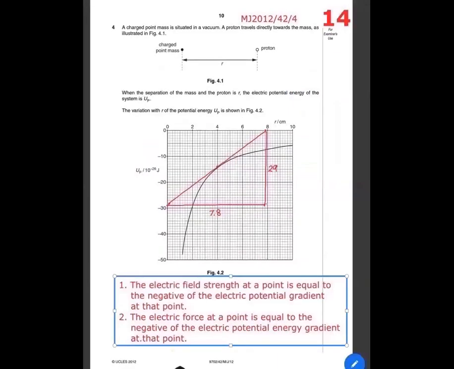This is another page from the questions section. Sometimes when the student do an exam question, they need to know certain things. For example, in this question, the student need to know the electric field strength at a point and the electric potential gradient at that point, the relationship between these two. Since this is very important, it is put into the questions to remind the student how important it is.